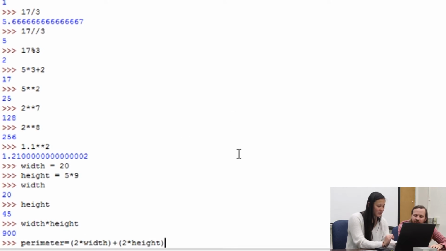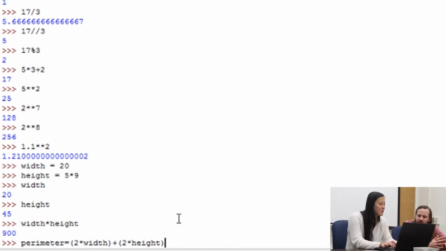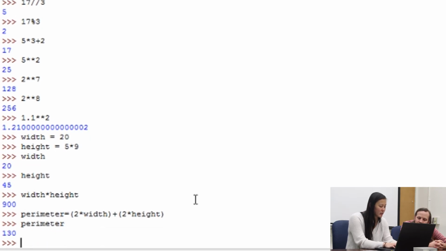So because you have this equal sign right here, you're actually setting a new variable, perimeter, to equal 2 times the width plus 2 times the height. So when we hit enter, nothing's going to show up because it just stored something into perimeter. But if we type out perimeter and hit enter, we are going to get the actual perimeter of our rectangle.